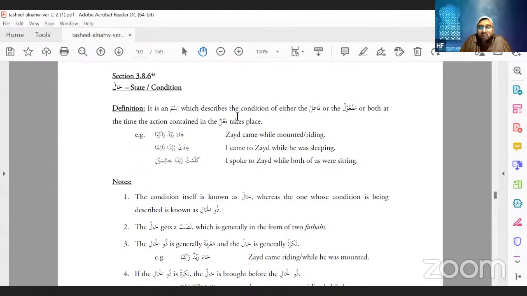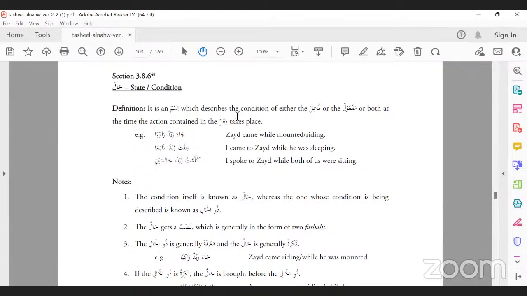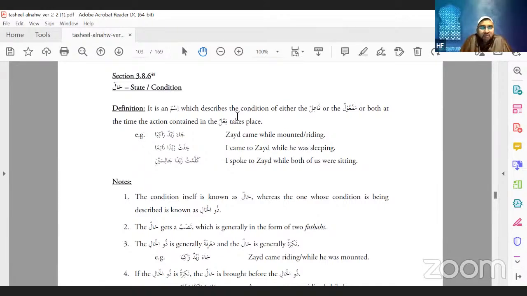Like the ayah of wilaya, innama waliyukumullah. In there, wahum raki'un means while he was in ruku. That wow is called wow haliya. So we'll do this inshallah later. Sometimes you will have the word wow coming before a state, and that wow is wow haliya, indicating the state when the action took place. So let's do the next one. Kallamtu Zaydan jalisaini. I spoke to Zaid while both of us were sitting. So it's explaining the state of the fa'il and the maf'ul.